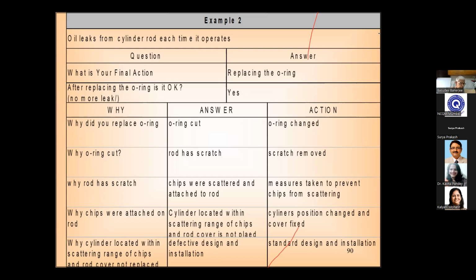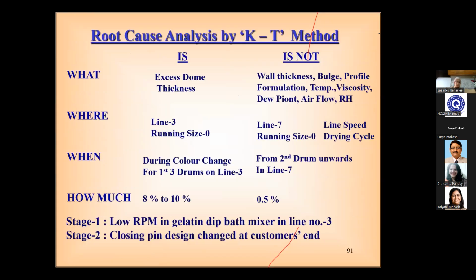O-ring changed. Why was the O-ring getting cut? Rod had scratch. What did you do? Scratch removed. Why did the rod have scratch? Chips were scattered and getting attached to the rod. Why was it happening? Chips are getting scattered because it was not in the scattering distance. So they changed the layout, and accordingly the problem was solved. Now you know this is the sort of thing which we have.